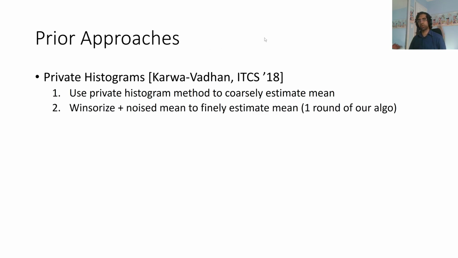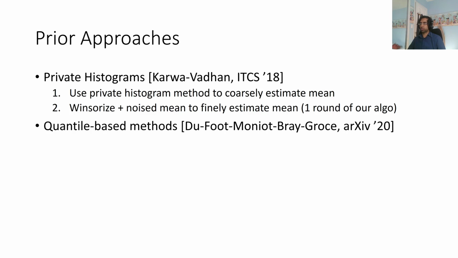But once you have this coarse estimate, which is not terrible, but is still a bit coarser than what we would like as a final point estimate, then based on that we just do essentially the algorithm which I presented first here. You Winsorize your data set to this coarsely estimated mean. You noise the mean, and that gives you a fine estimate of the mean. Essentially, just one round of our algorithm as we describe, no iterations. So that's one approach, which is really great. There are other approaches based on, say, quantile-based methods. This is a result of Du et al.